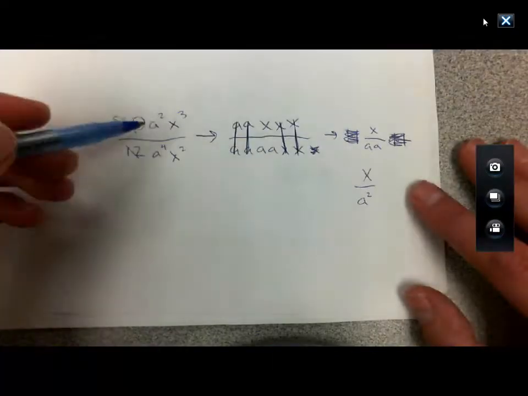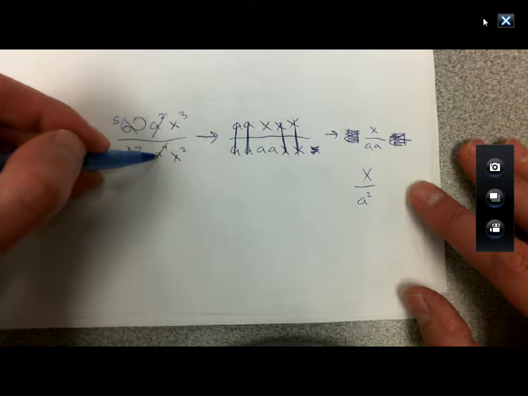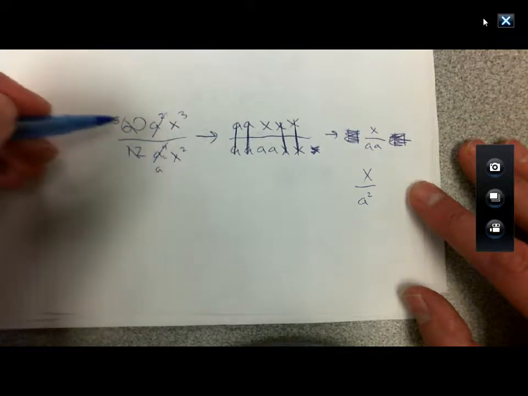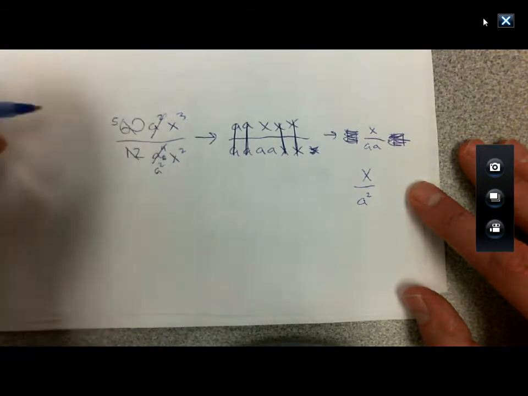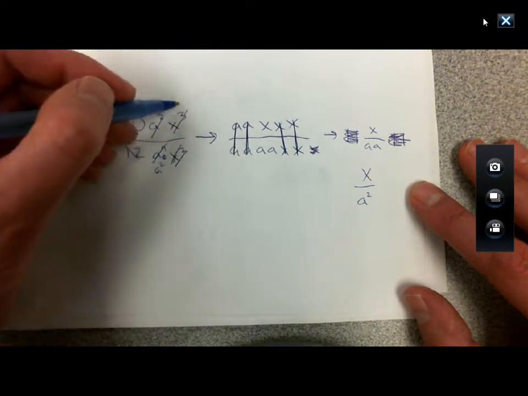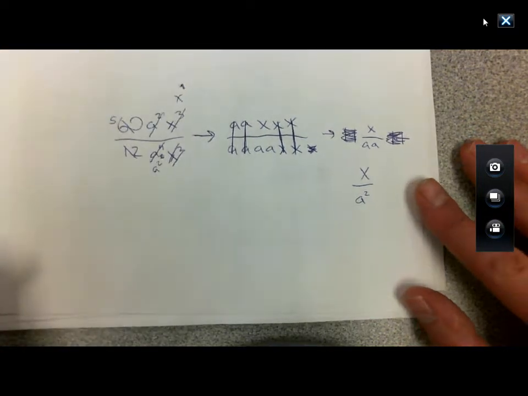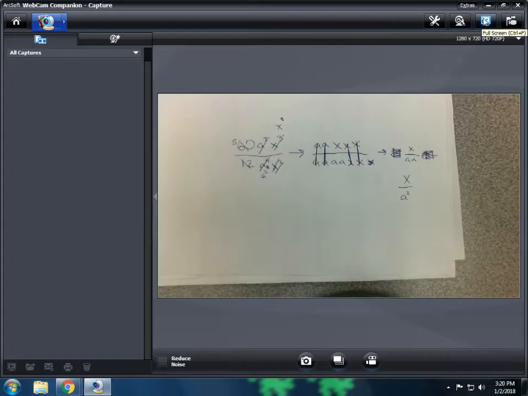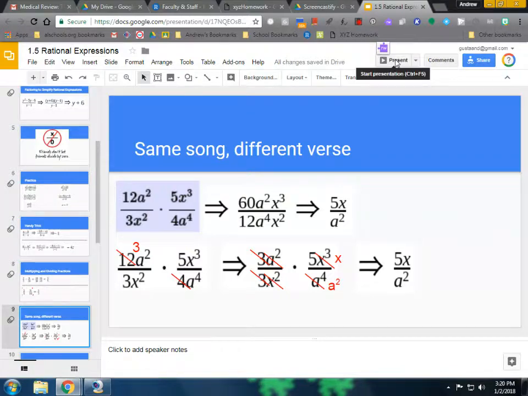The other way to think about it is I'm going to take 2 a's away from the numerator, 2 a's away from the denominator. I'd be left with 2 a's left over here. Same thing with the x's. I can take 2 x's from the numerator, 2 x's from the denominator. I'd be left with just 1 x there. Hopefully that was at least a little bit better of an explanation. Please email me if you're still stuck on those.